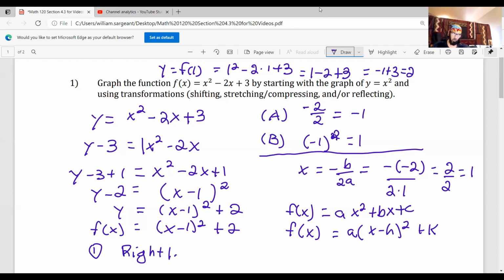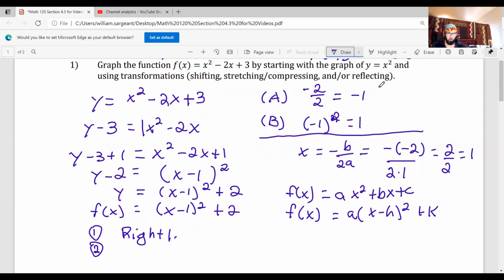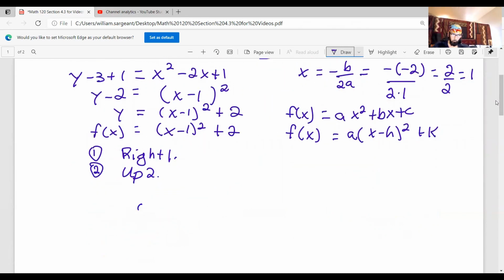Since that's just a 1 in front, there is no reflection over the x-axis. There's no vertical stretch or compression. But we have a plus 2 after the squaring, which gives us the shape of the parabola. That's telling us that this goes up 2. So those two transformations could be applied to y equals x squared.